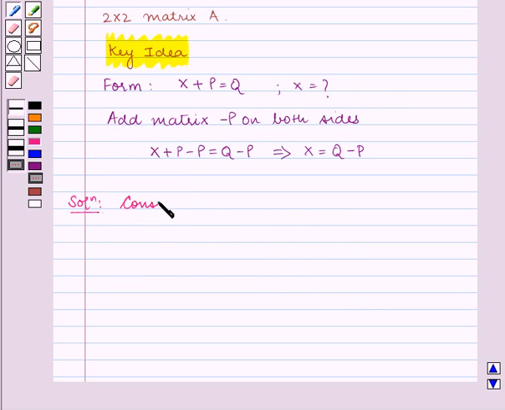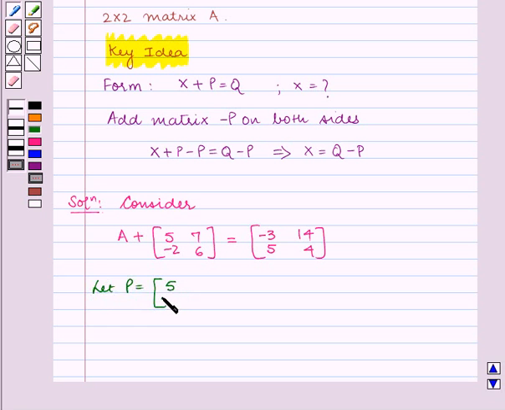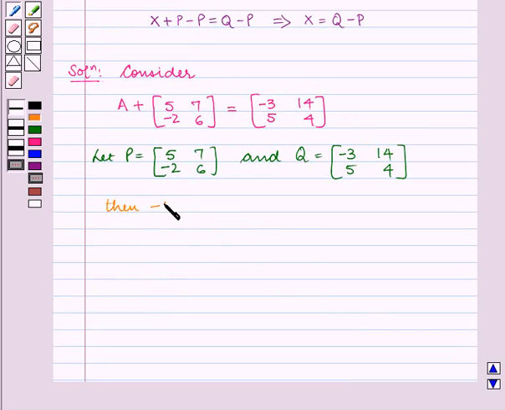Consider the given matrix equation, that is A plus the matrix containing elements 5, minus 2, 7, 6 is equal to the matrix containing elements minus 3, 5, 14 and 4. Here, let P be equal to the matrix containing elements 5, minus 2, 7, 6 and Q be equal to the matrix containing elements minus 3, 5, 14, 4. Then minus P will be equal to minus of the matrix containing elements 5, 7, minus 2, 6, which will be equal to the matrix containing elements minus 5, 2, minus 7, minus 6.